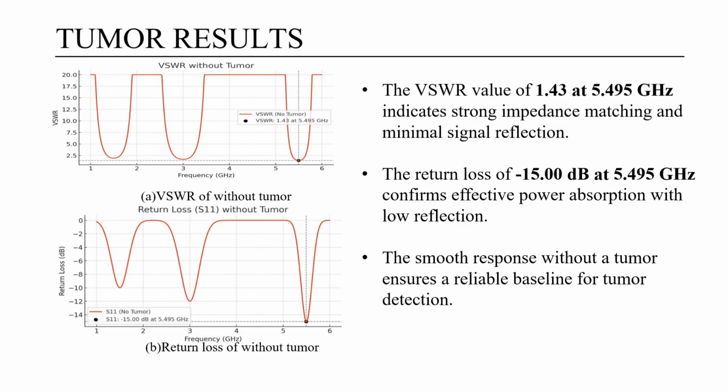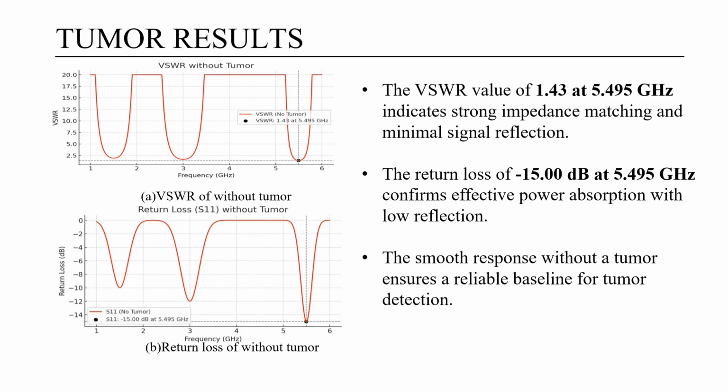To determine whether a tumor is present or not, a comparative analysis of return loss, voltage standing wave ratio (VSWR) and specific absorption rate, that is SAR, is performed. In a normal pancreatic tissue without a tumor, the return loss shows a dip at a specific frequency indicating efficient impedance matching and minimal signal reflection. The VSWR value is also low, meaning that most of the transmitted power is absorbed effectively, ensuring stable antenna performance. Additionally, the SAR value remains within a safe limit, showing uniform energy absorption in the tissue.